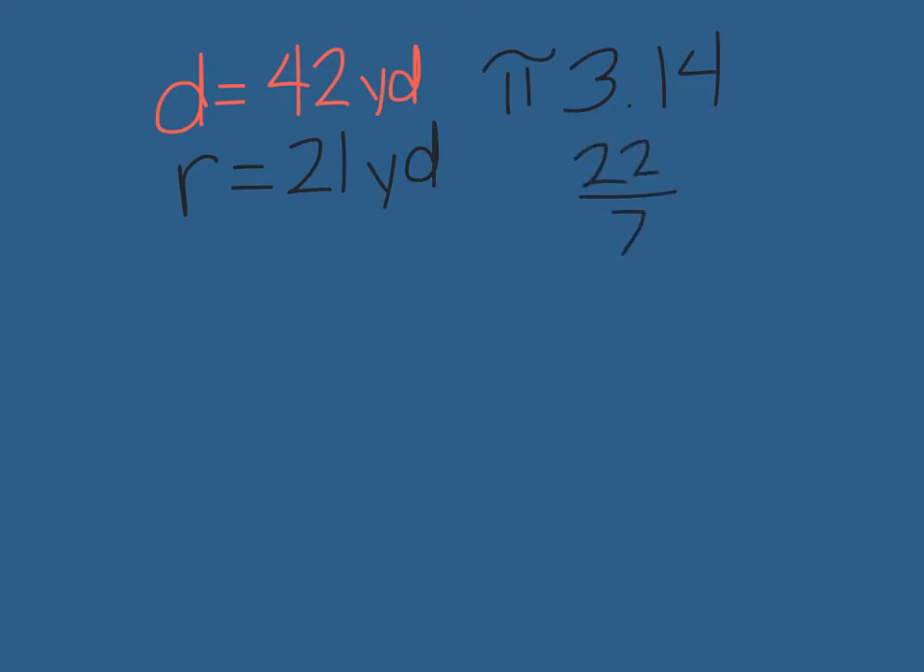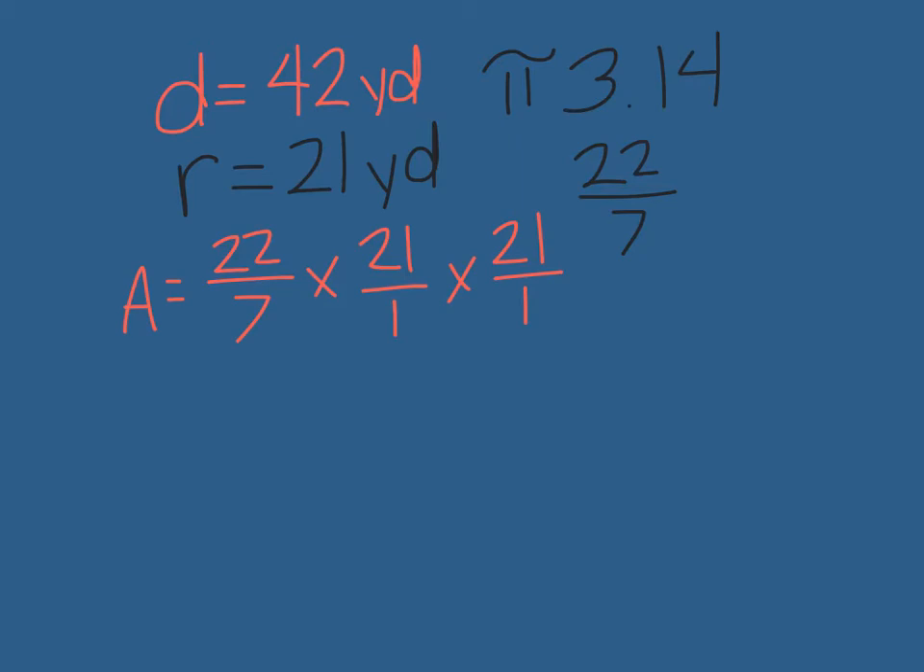So I'm going to use that here because I see this 21 and I know that that is a multiple of 7, and I'll be able to reduce the fraction down instead of multiplying these really large numbers. So here I would write the area equals 22 over 7 times, and my radius squared would be 21 over 1 yards times 21 over 1 yards.